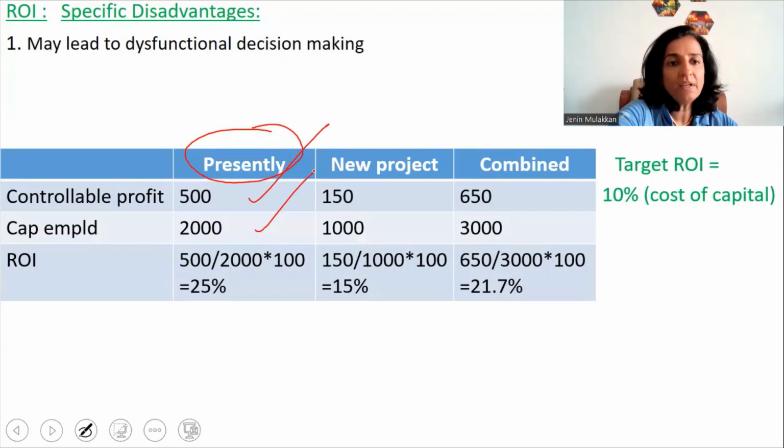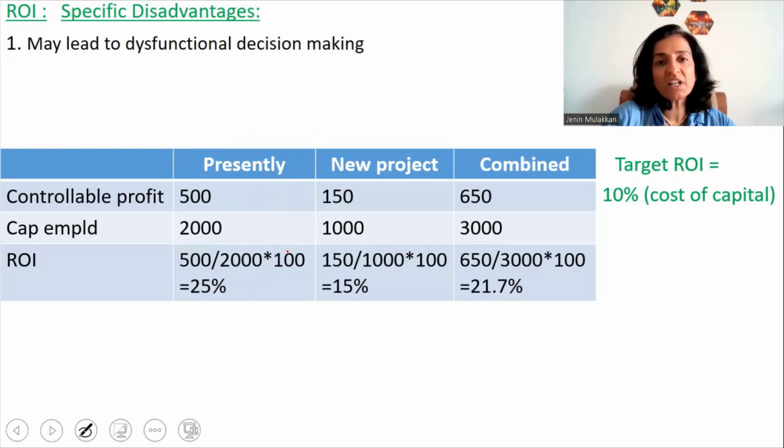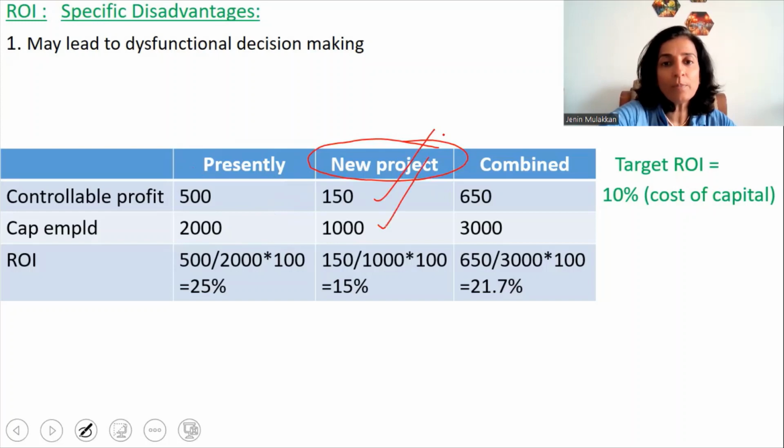So the ROI will be 500 divided by 2,000 into 100, or 25%. Now a new project comes up. They have got a controllable profit of 150. Capital to be employed for the new project is 1,000. So the new project's ROI will be 150 divided by 1,000 into 100, or 15%.